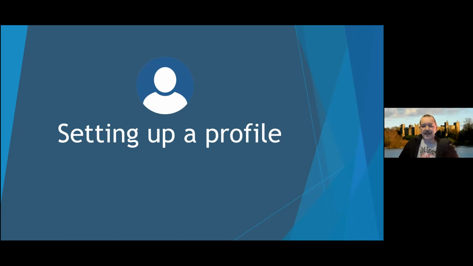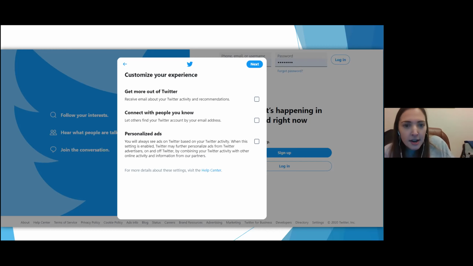And then it asks you about customizing your experience. I didn't tick any of these boxes personally, because we can always change that. It's about personalizing ads, connecting with people you know through email address, which I haven't bothered doing, and receiving emails about Twitter activity and recommendations. That can be quite good if you're starting out on a new account and trying to learn the ropes. I would probably tick that box if I was you. You'll get an email whenever someone mentions you, or you get a like or anything like that.